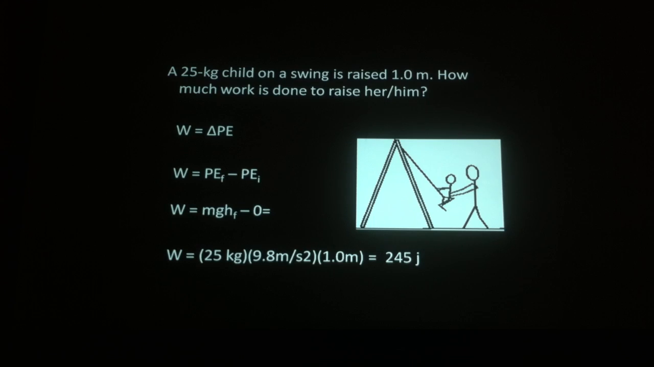So this is a little bit about work and about how work changes the energy of an object. And tomorrow we're going to apply this a little bit more. What you need to remember is that anytime we're doing work, we're changing the energy of an object. And we can calculate that in 2 different ways, by either multiplying the force times the distance, or by finding the change in energy, the final energy minus the initial energy. Either way, you can calculate the work done.